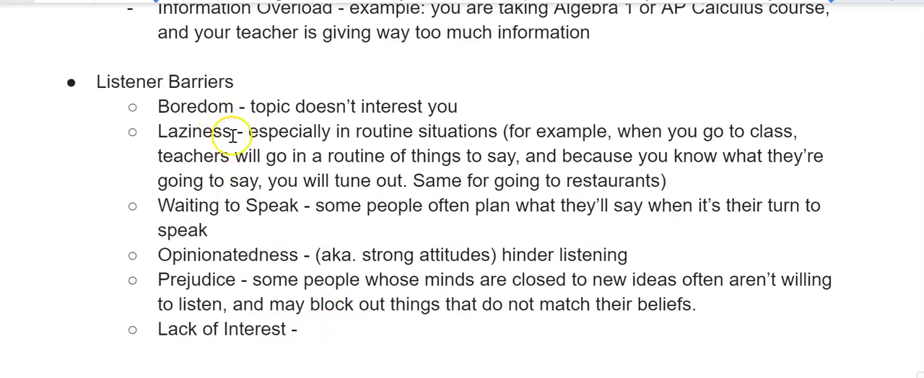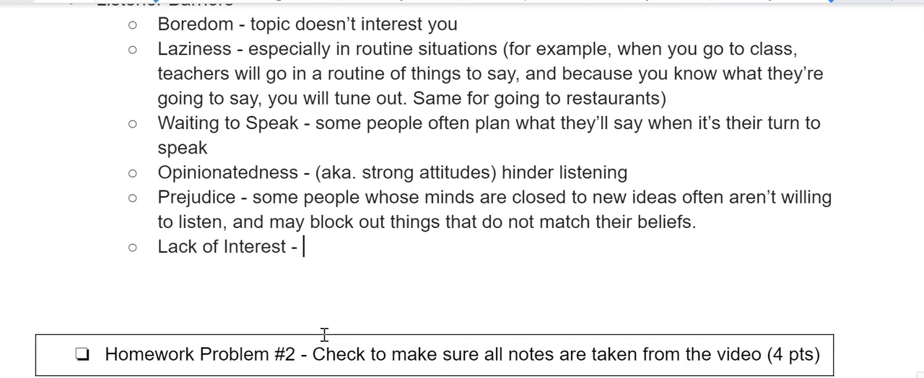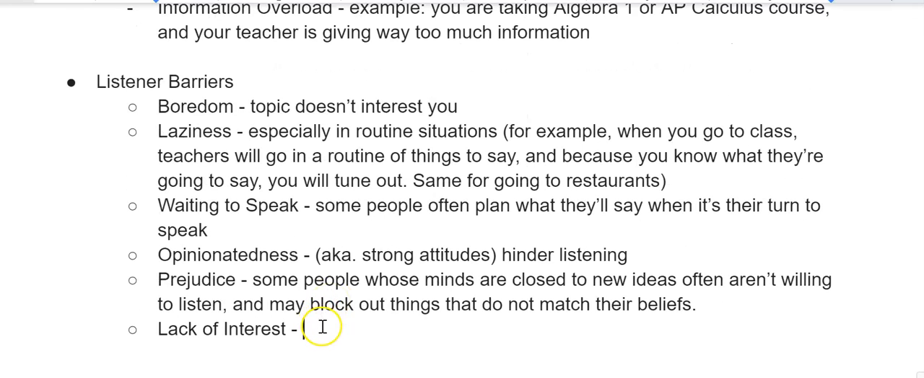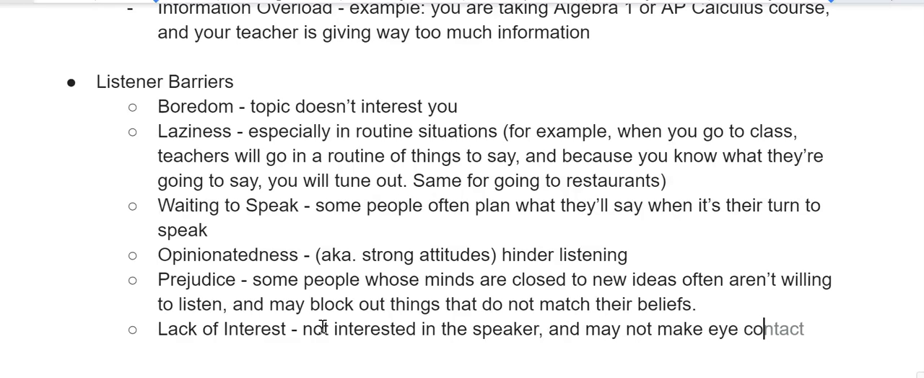Sometimes the lack of interest will go hand in hand with boredom. But I think more specifically, the lack of interest to the speaker. And one way you could show that, well, for U.S. culture anyway, American culture, is you may not make eye contact.